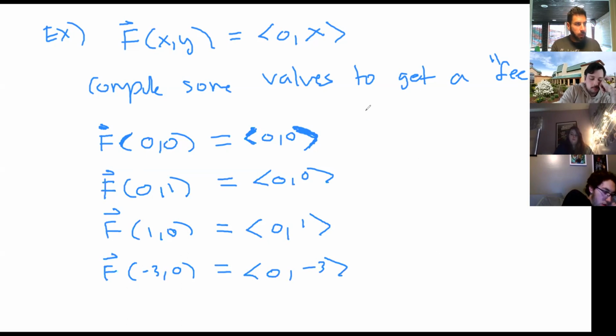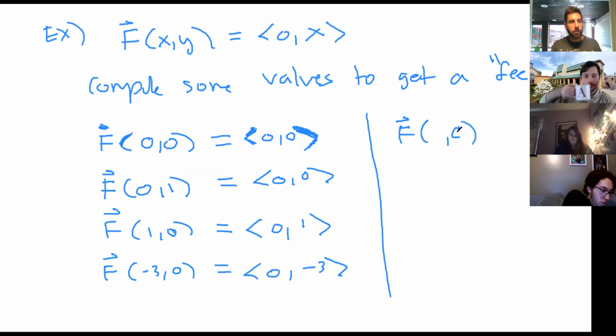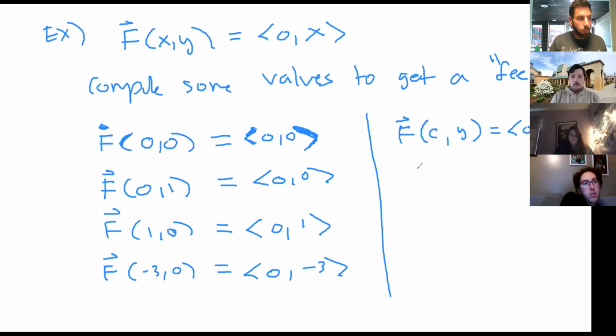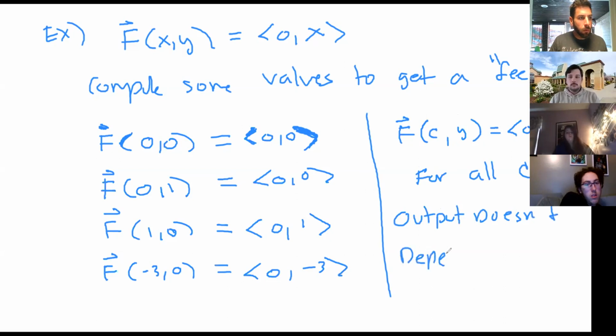And so in general, here's a very important way of thinking about it. This input doesn't care what my y is. No matter what my y is, y doesn't affect the output if you pay attention to that. So no matter what I put in for x, it's always going to be <0, c>. So in particular, the output doesn't depend on y.